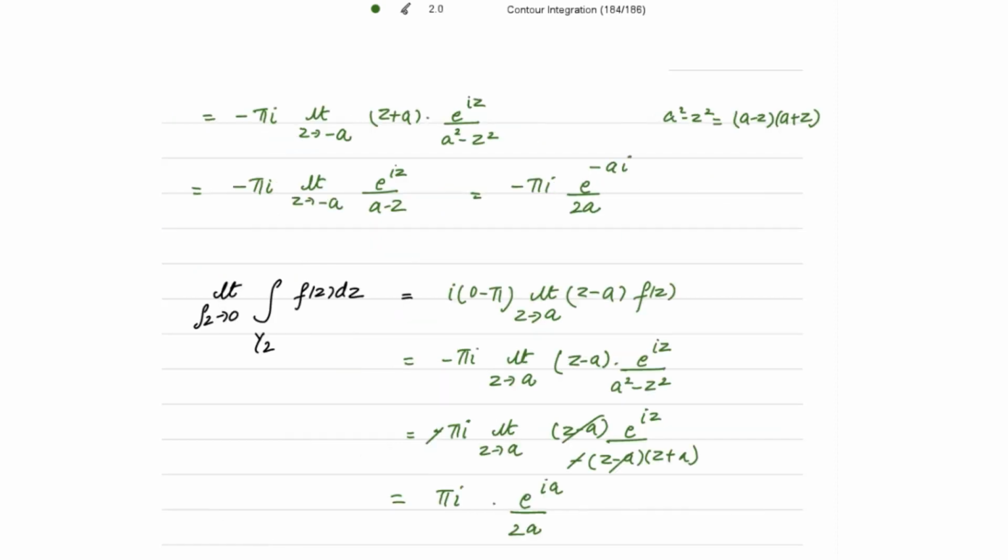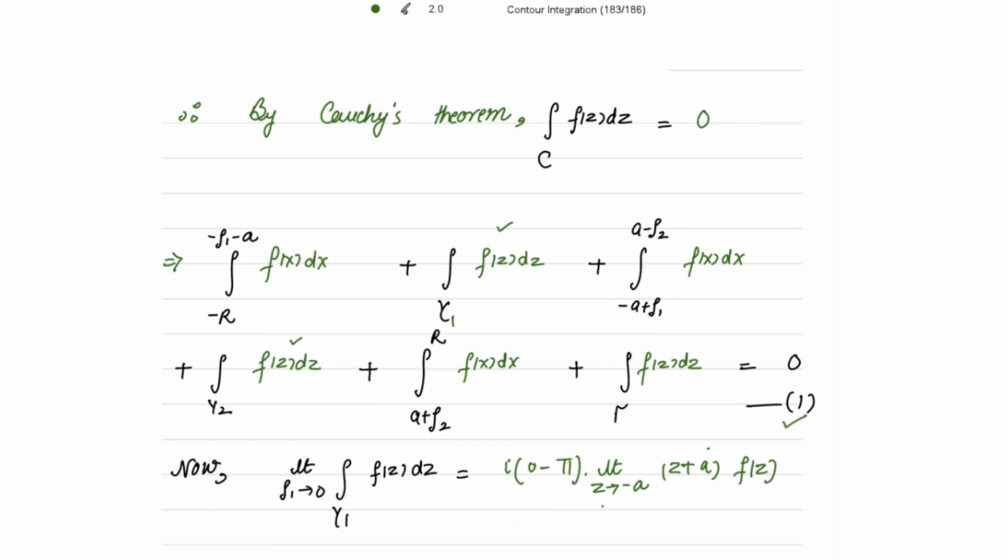Now in the main equation, letting r tends to infinity, rho 1 tends to 0 and rho 2 tends to 0, right? So when r is tending to infinity and rho 1 is tending to 0, I get the limits minus infinity to minus a for this integral. And then here I get the integration from minus a to a, because rho 1 and rho 2 both are tending to 0. And then here I get the limits as a to plus infinity, right?